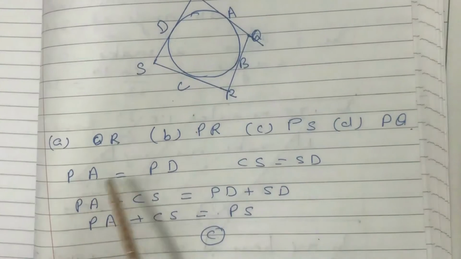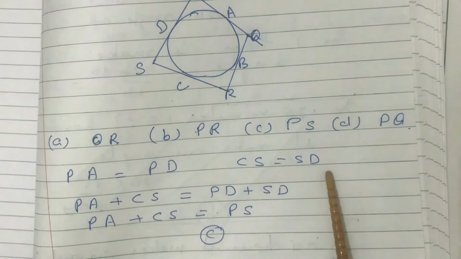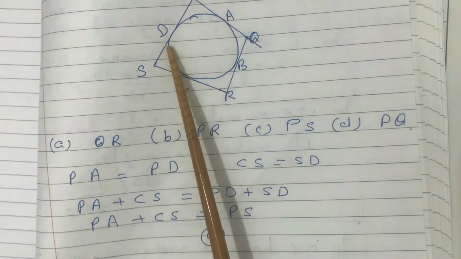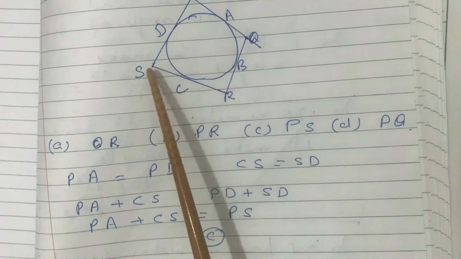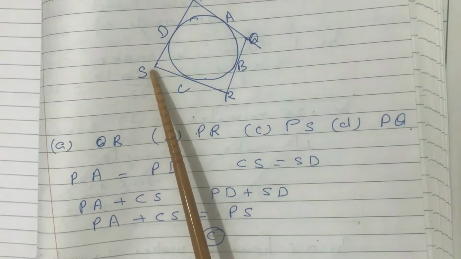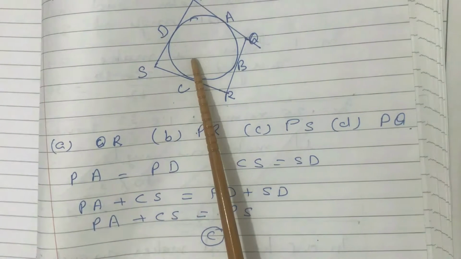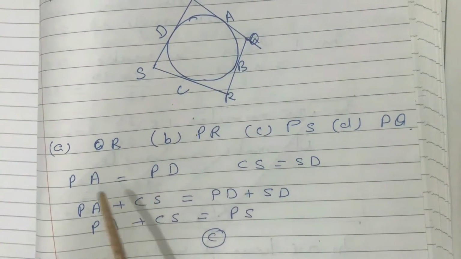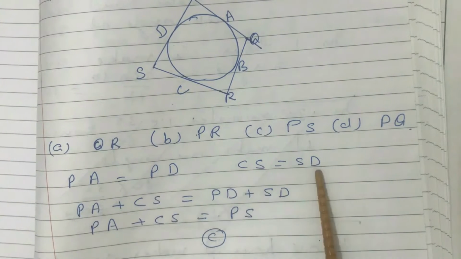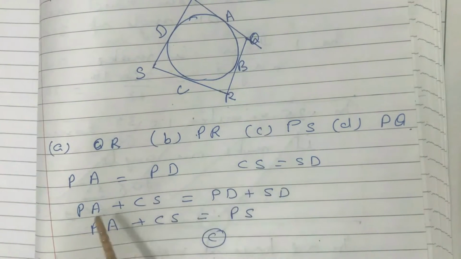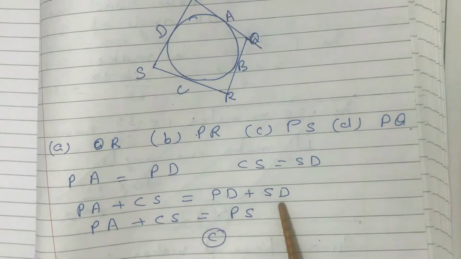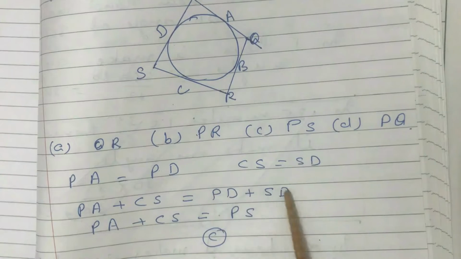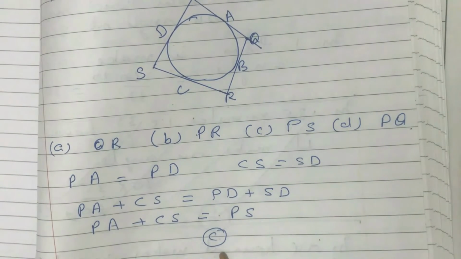Now PA is equal to PD and CS is equal to ST. Why so? Because lengths of tangents drawn from an external point to the circle are of equal length. Add these two. We will have PA plus CS is equal to PD plus ST. Now PD plus ST is equal to PS. If you add these two, you will get PS. It means C is the option.